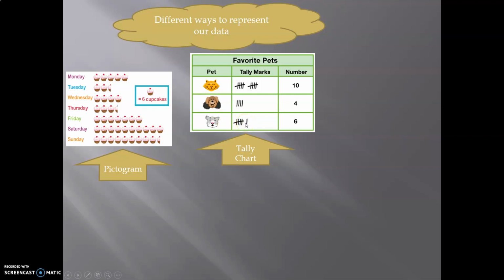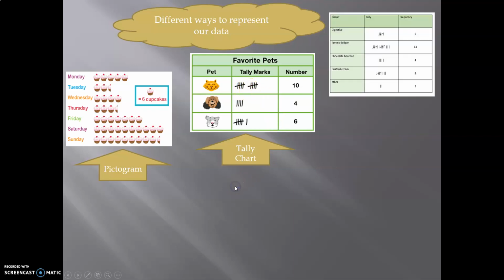At the end, after you finish asking all your friends in the class, you will discover that those are the students who show their preference for the cat, and those are the students who would like to have a dog, and those are the students who would like to have a hamster. So you can understand by looking at the tally marks that the most favorite pet is the cat.